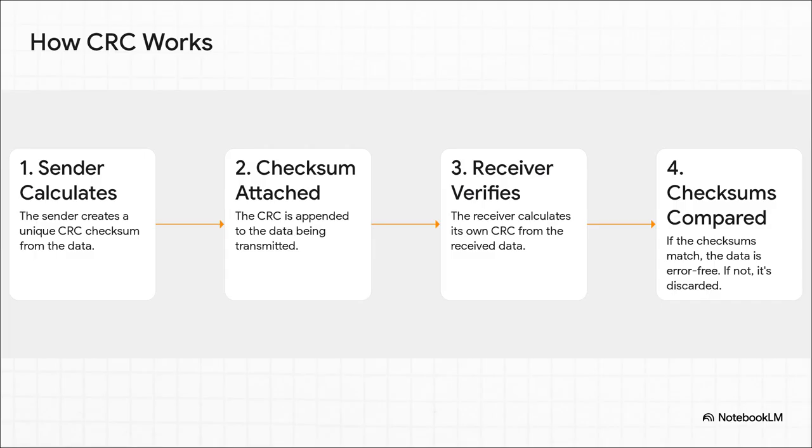The best way to think about it is like a unique digital fingerprint. The sending computer runs all the data through a special math problem to create this little CRC number, the fingerprint, and it sticks it on the end of the frame. Then, when the receiver gets the frame, it performs the exact same math problem on the data it received. Then it just compares its fingerprint to the one the sender attached. If they match, perfect, the data is good. If they don't, it knows something went wrong, and it just throws the entire frame away.